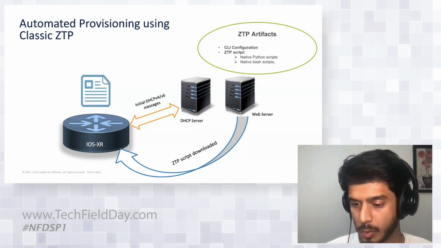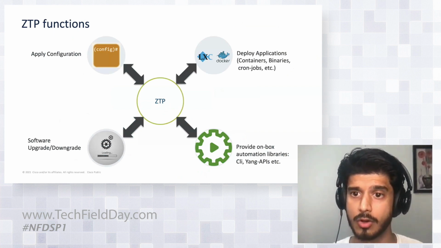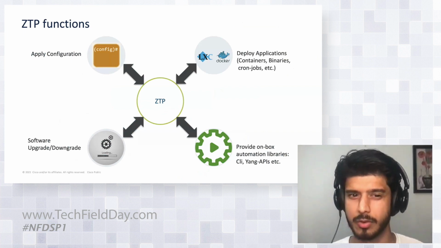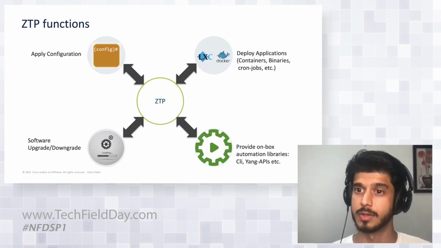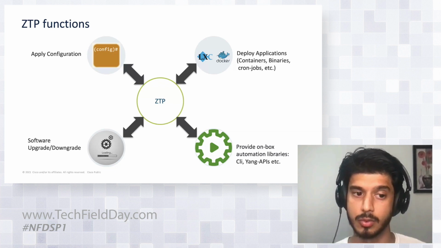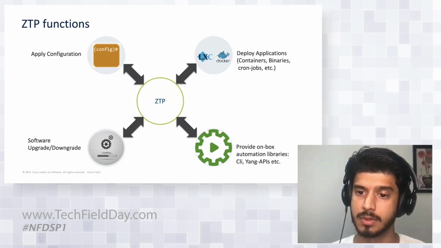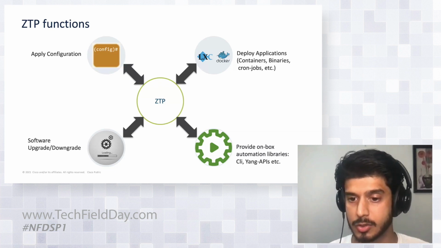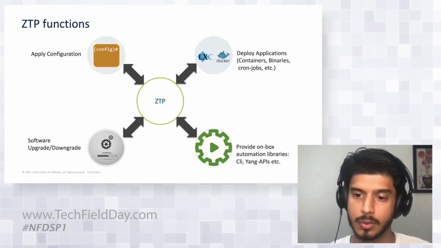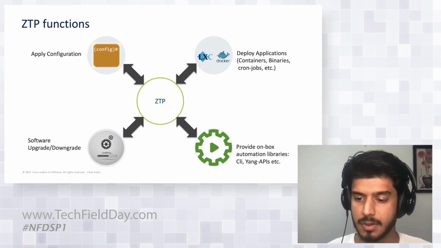Now, keeping that in mind, what do we actually do with it? We can apply configs, we can deploy applications, whether they're on-box containers, binaries, cron jobs, whatever you want to set up. You have several software upgrade and downgrade workflows that you can work with. So you can actually utilize your scripts to do a bunch of upgrades and downgrades. And you can even do that subsequently in the day one, day two lifecycle of the device as well. And of course, you get access to just about all the automation libraries that you need. So you can use CLI, you can use the YANG models, etc., right on day zero. And that's the basic set of functionalities that you typically want to cover.